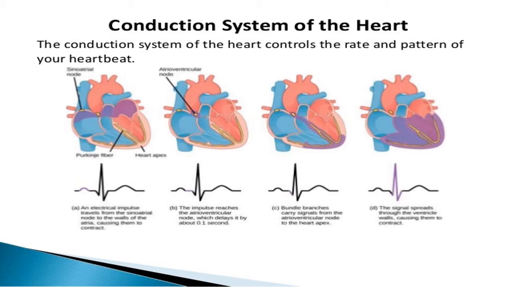From the SA node, the electrical impulse travels to the walls of the atria, causing them to contract. Then the impulse reaches the atrioventricular node, which delays it by about 0.1 second. In the third diagram you can see the bundle branches carry signals from the atrioventricular node to the heart apex. Finally, from the bundle branches, the signal speeds through the ventricle walls, causing them to contract.